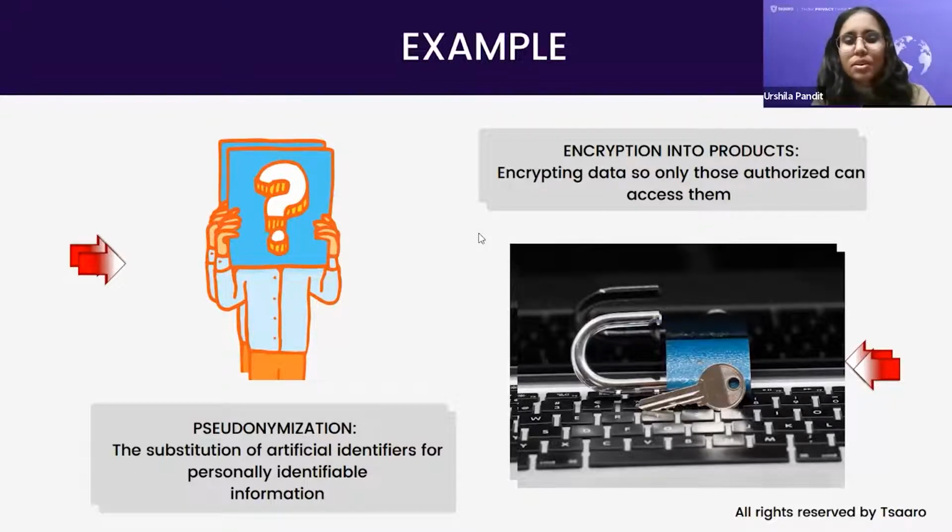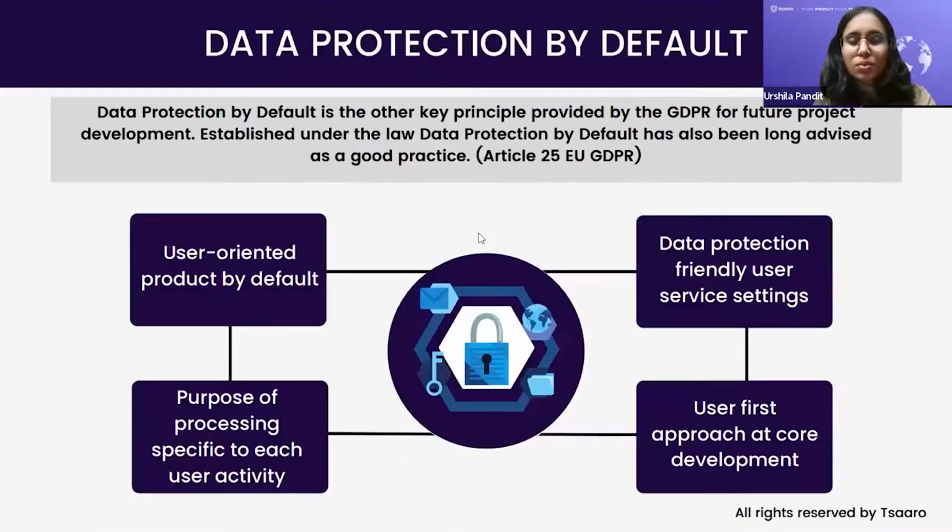Another example is using pseudo-anonymization. As the name suggests, it doesn't mean complete anonymization. What it means is substituting personal information or PII with artificial identifiers so that you cannot enable direct identification of a person. So that's what pseudo-anonymization is. So we can move on to the concept of data protection by default.